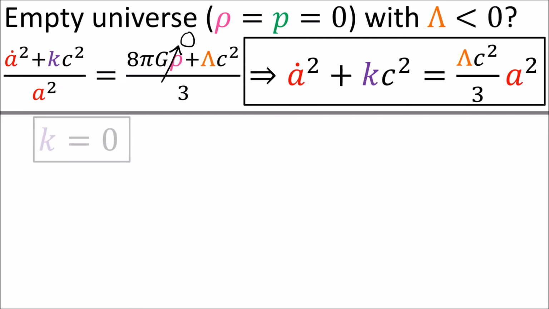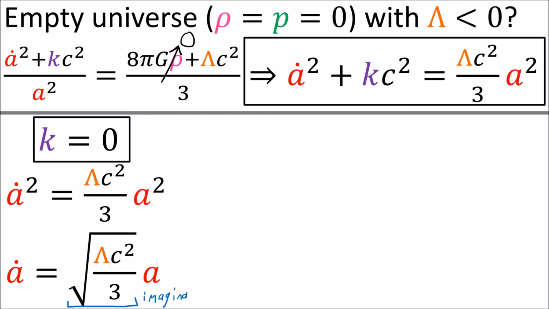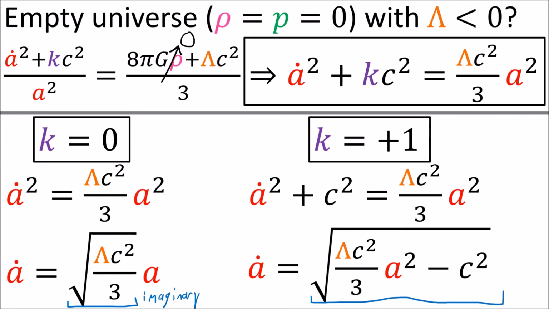If we try the case with k equals 0, because the cosmological constant is negative, this solution involves the square root of a negative number, so the solutions are imaginary. Scaling the universe's metric by an imaginary number doesn't make sense, so the solution is not physical. For k equals +1, we also get negative numbers under the square root, so we ignore this solution as well.